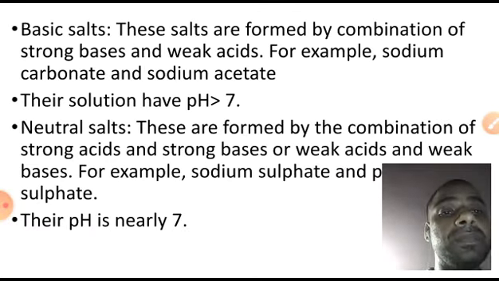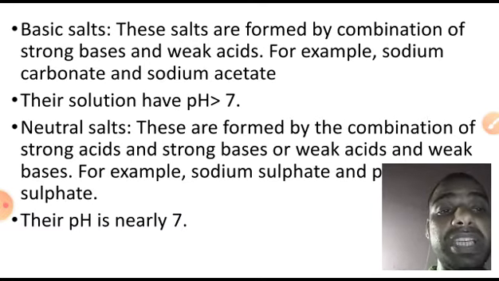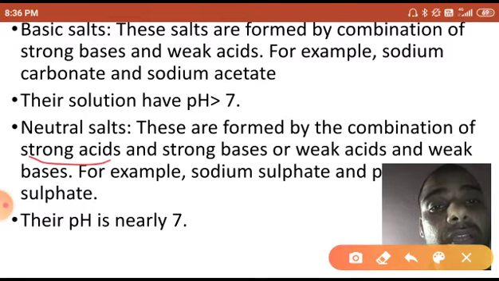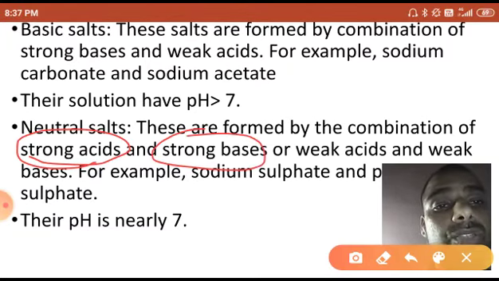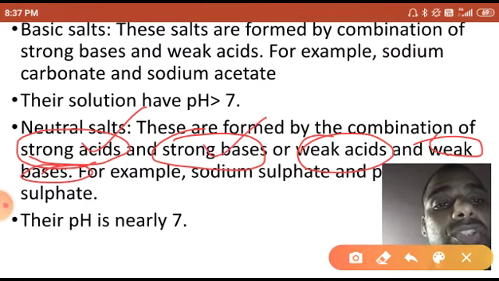Look dear, acidic salt will form when a strong acid and a weak base combine. Basic salt will form when a strong base and a weak acid combine. Neutral salt will form when both have the same capability. Same capability means what? A combination of a strong acid and a strong base, or a combination of a weak acid and a weak base.